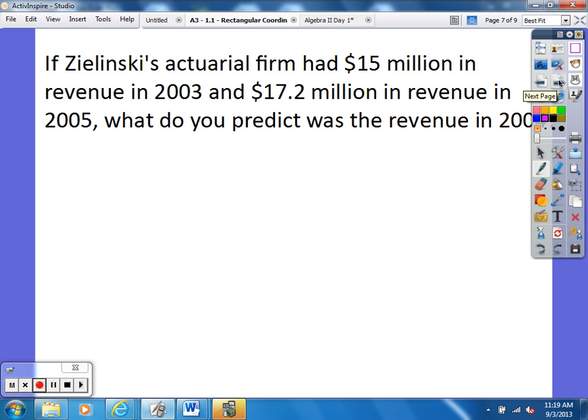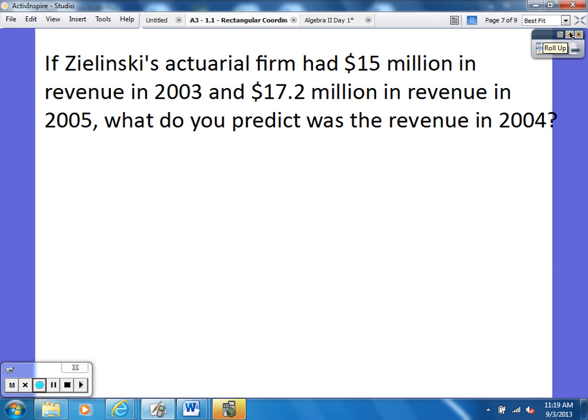And our final one. I decided to open an actuarial firm. I had 15 million in revenue in 2003, 17.2 million revenue in 2005. What do you think the revenue was in 2004? So see if you can work in your group and figure out what my revenue was in 2004.